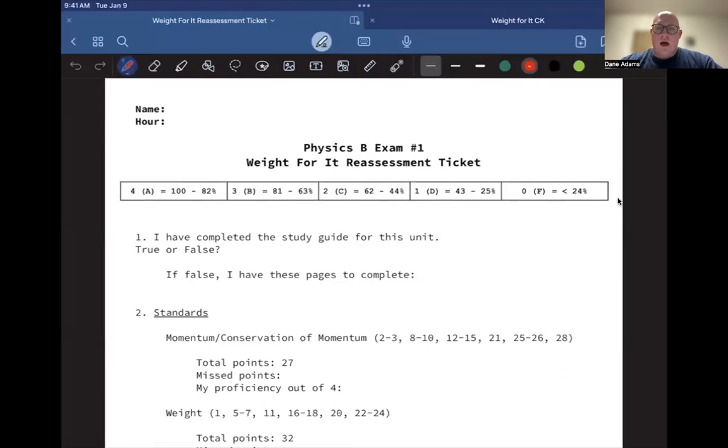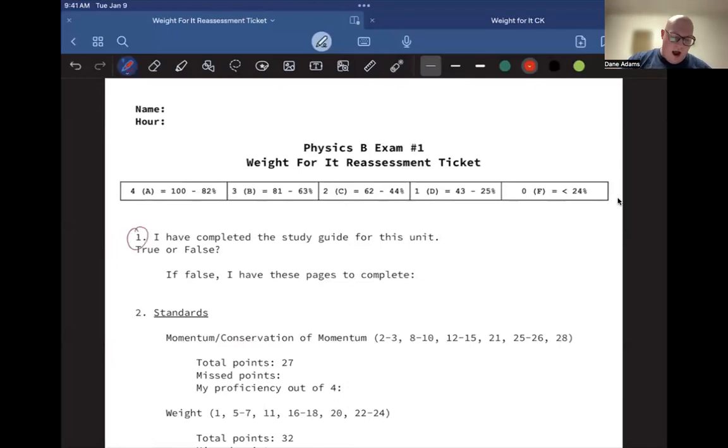I want to make sure that you know exactly what you want to reassess so that you can show up for Flex or before or after school, whatever works for you. You can show me this form and I will know exactly what you want to do and I'll know exactly what to give you and exactly how to help you. It streamlines the process, makes things easy for everybody, especially me, because there's a lot of stuff I have to do. So let me quickly go through how to fill it out.